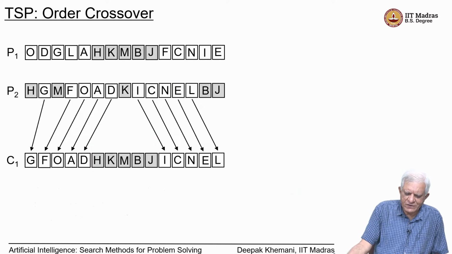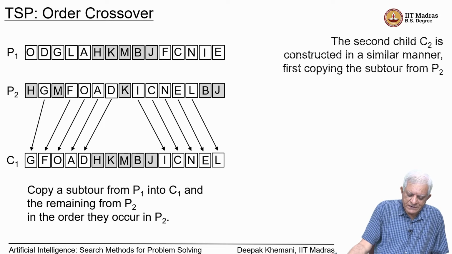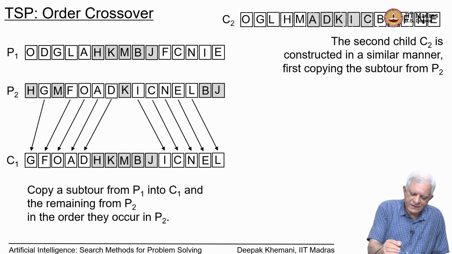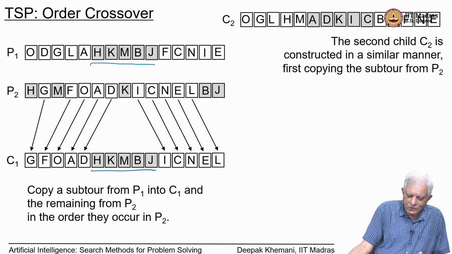Then finally, we look at another crossover called the order crossover. So, we first copy a subtour from P1 to C1 like we did earlier. This is the same subtour that we had seen earlier, and we have copied it into C1 here, and then the remaining cities we copy from P2, in the same order in which they occur in P2.